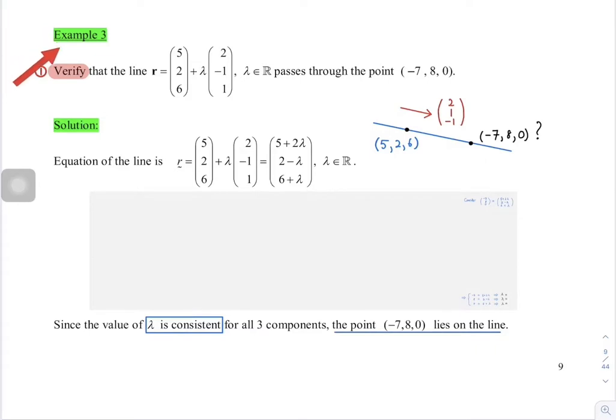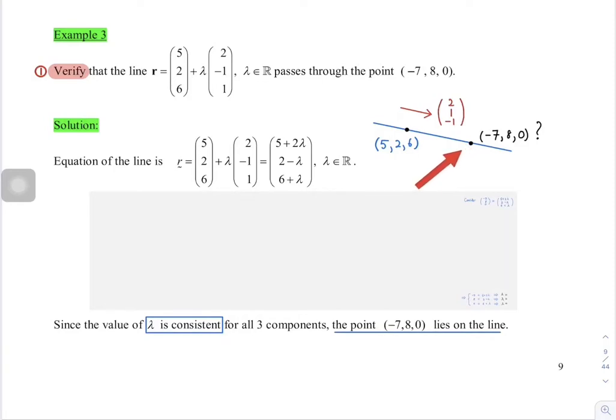In example 3, we are asked to verify whether this particular line passes through the point with coordinates (-7, 8, 0). Drawing a simple diagram, we have this particular line. One point on the line has the coordinates (5, 2, 6), which we get from here. The direction of the line is (2, -1, 1), which we get from here. We want to check whether this particular point, as noted down here, lies on this line.